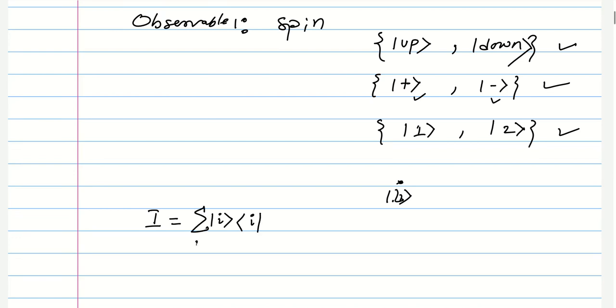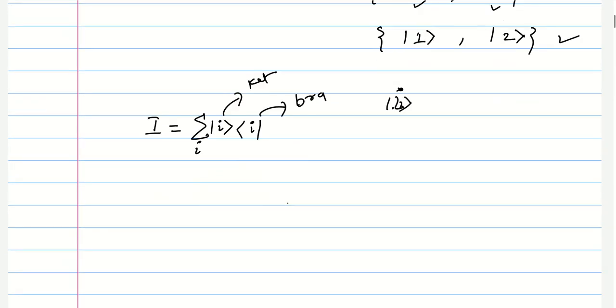Sum over all i of |i><i|. So this is the identity operator. What is this? This is the ket. And what is this? Bra. So the outer product of ket and bra results in an operator, and this we call the identity operator.